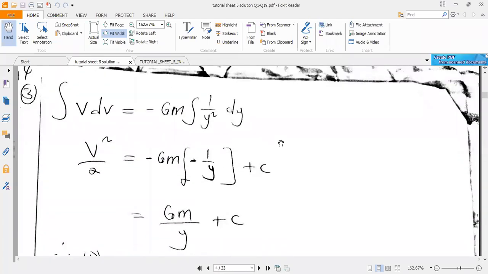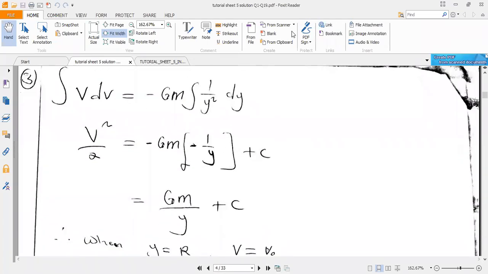okay, I'll try to write something. Hopefully you will be able to see it. So, Mr. Alam, if we integrated it, we were supposed to have v squared over 2 plus a constant c.